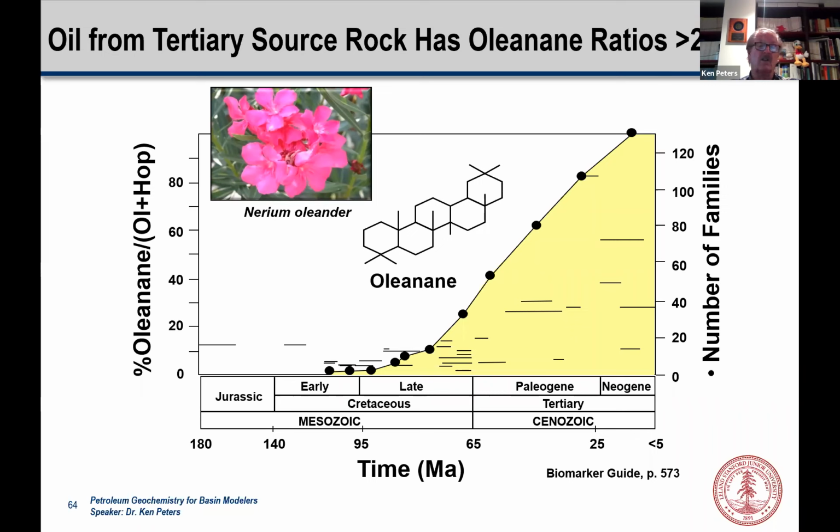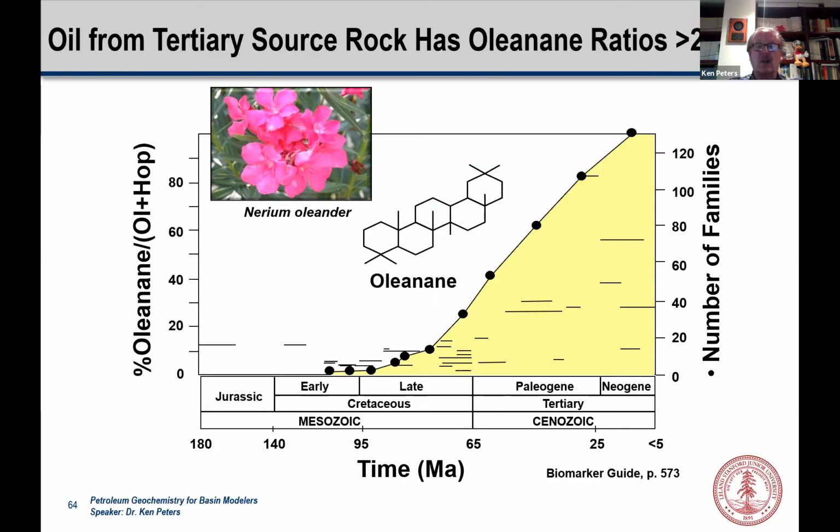These angiosperms or flowering plants sort of originated back in the Cretaceous, but they really didn't start taking over the land masses until we got into the late Cretaceous and into the Tertiary. So this is the number of families from palynology plotted up. This is from a paper by Mike Muldown and others. We've also plotted on here the oleanane to oleanane plus hopane ratio for oils and extracts.